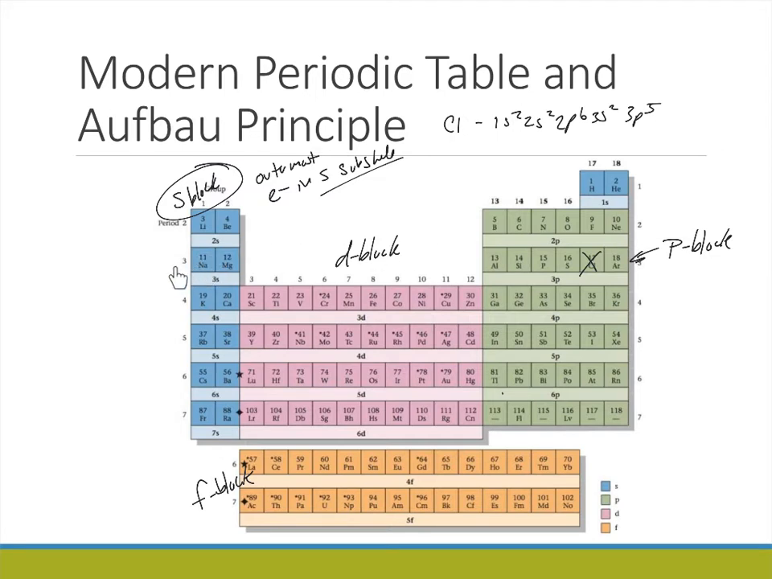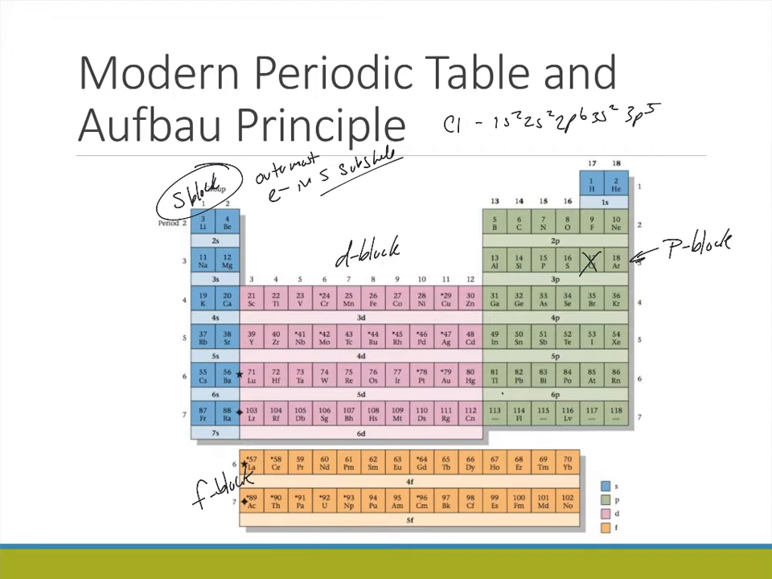This is now in period 3, the S block. So this is S1 and S2, the 3s2. Moving across, we have the P block again in period 3, so 3p1, 3p2, 3p3, 3p4, 3p5.